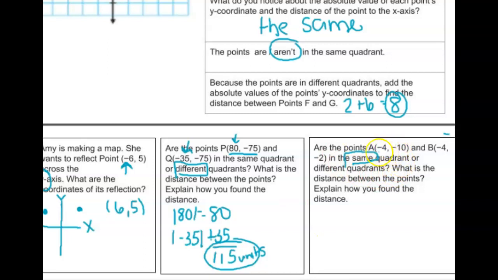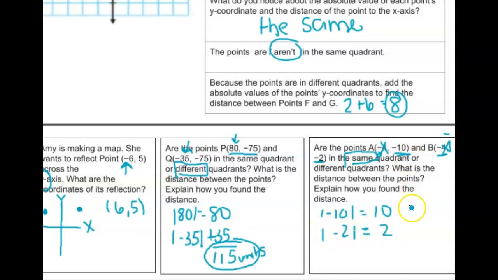In this case, we have -4 and -4, so we're not dealing with the x. We're going to deal with the y. We have -10 and -2. Let's find our absolute value. The absolute value of -10 is 10. The absolute value of -2 is 2.